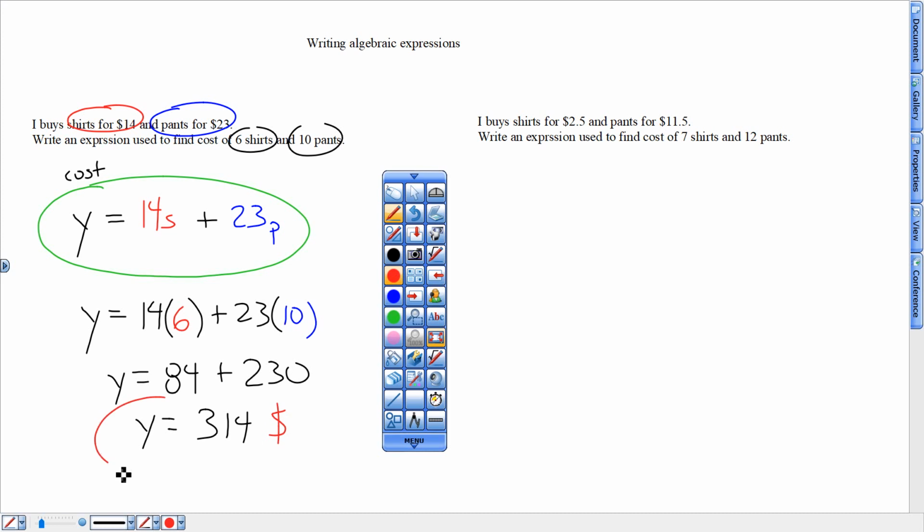All right, so I'm going to have you try one on your own. This is 2.5 for shirts, 11.5 for pants. Try to write an expression and calculate the cost for 7 shirts and 12 pants. Try that.